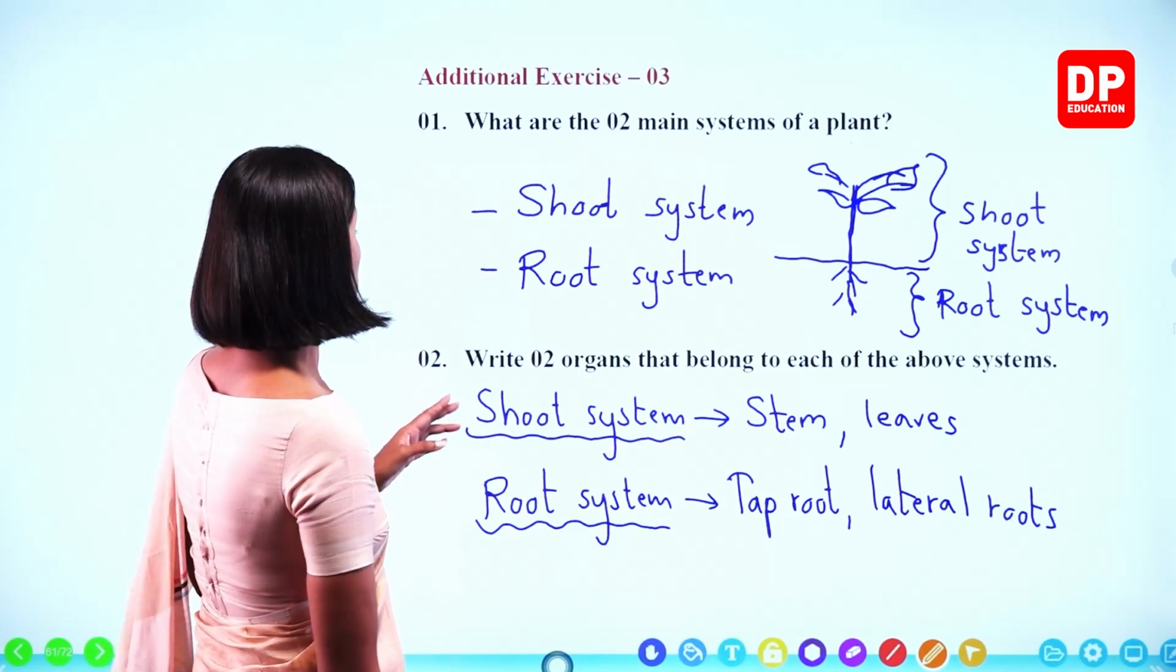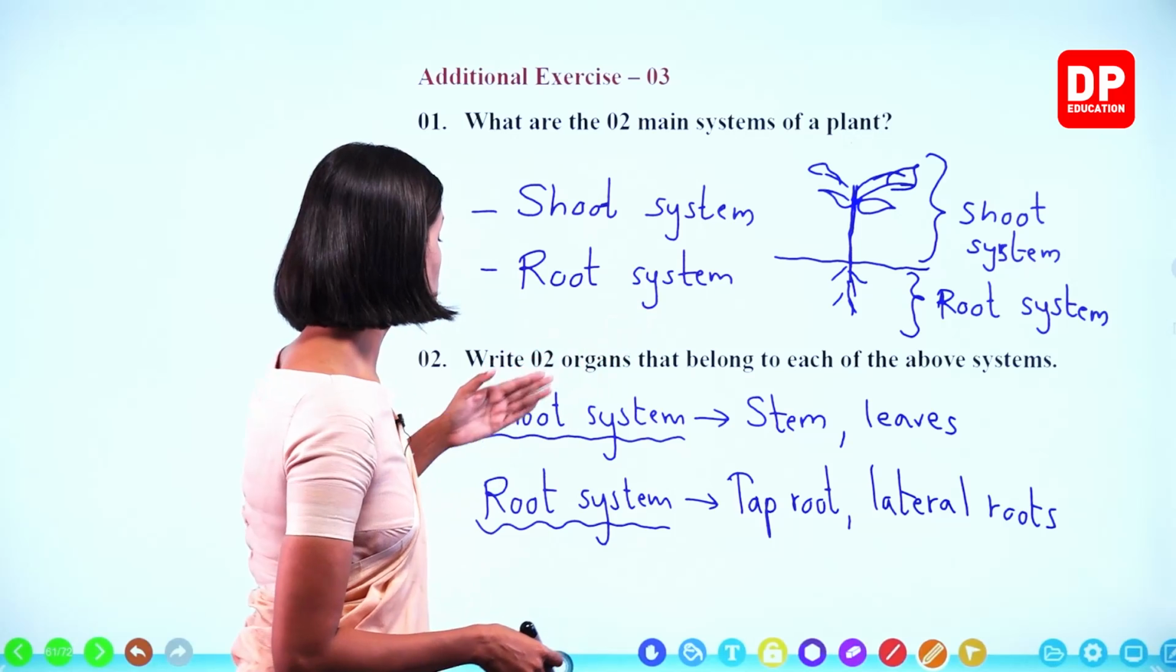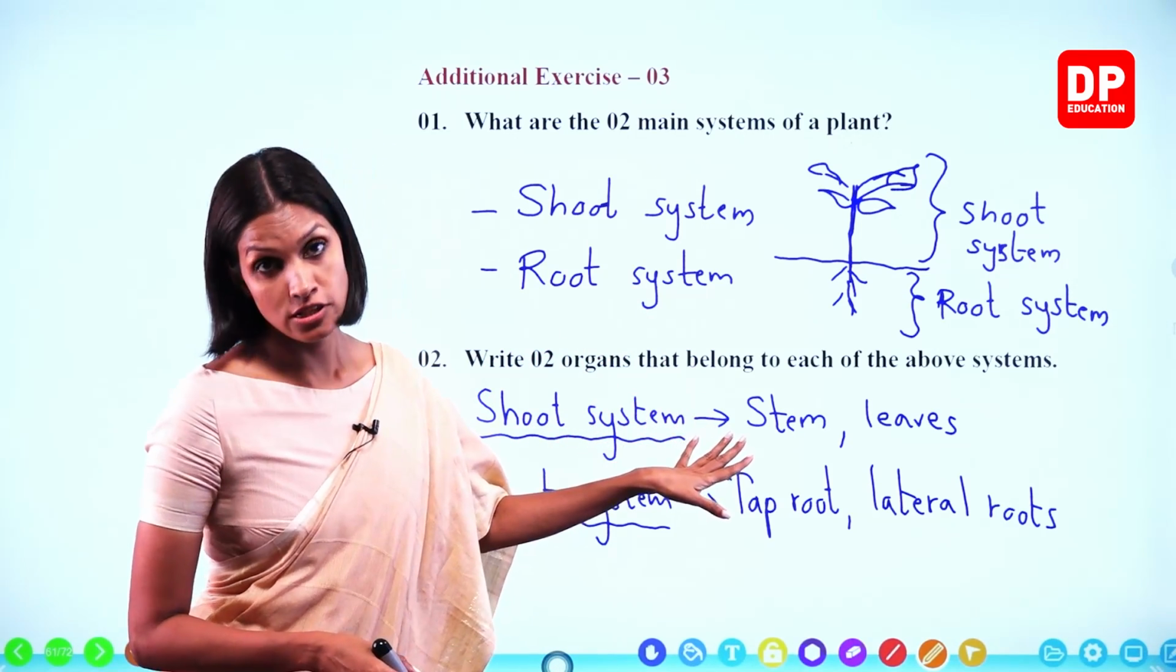Right, children? Shoot system, stem and leaves, root system, taproot and lateral roots. Okay?